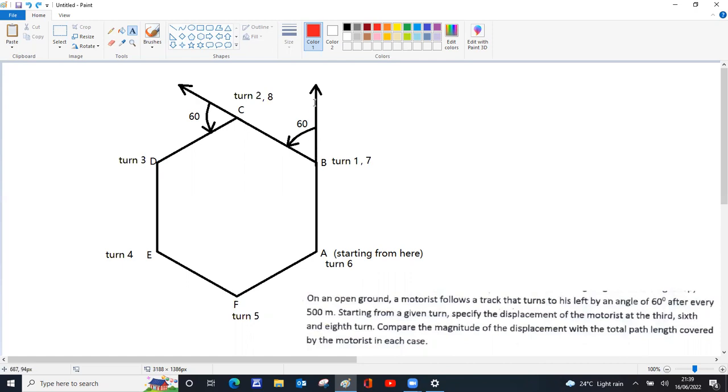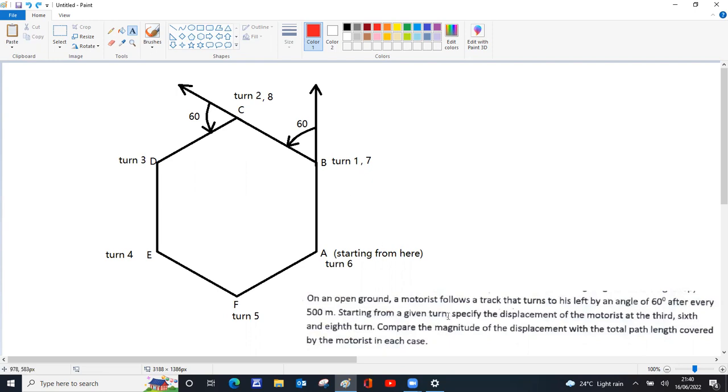Instead of going straight, he will turn by 60 degrees. Again, he will travel 500 meters BC, then turn by 60 degrees. So after 6 such turns, he'll come back to the same point, 360 degrees. It will be like a hexagon, 6 equal pieces joined to form a hexagon, with a 60 degree turn from the straight direction.